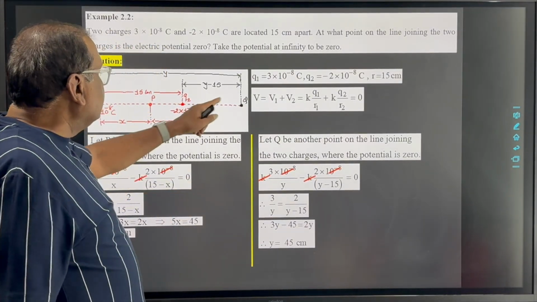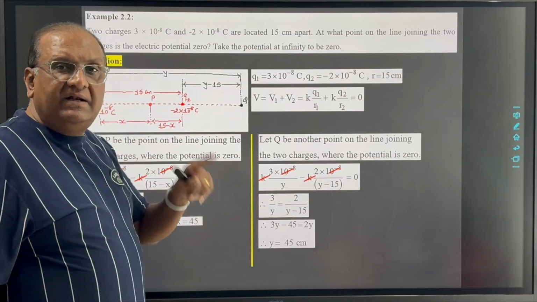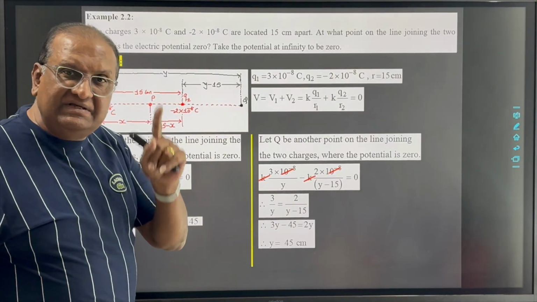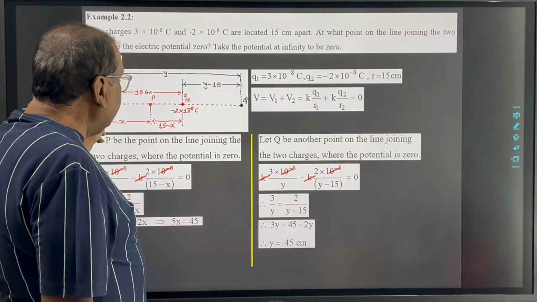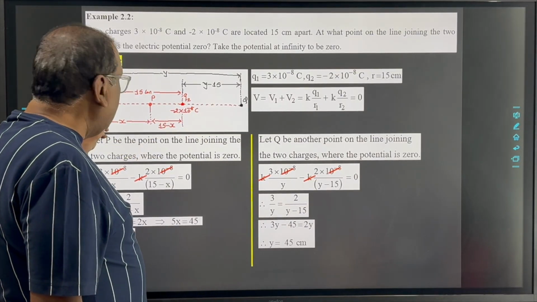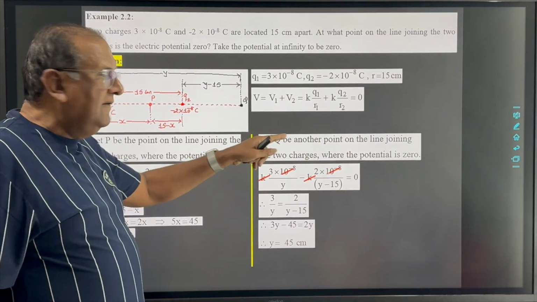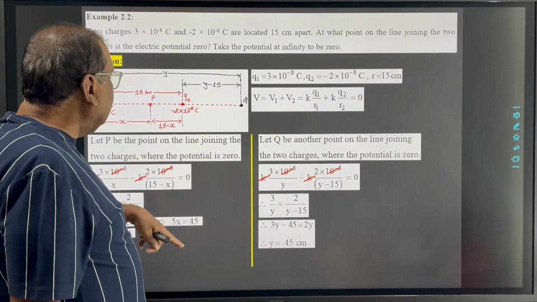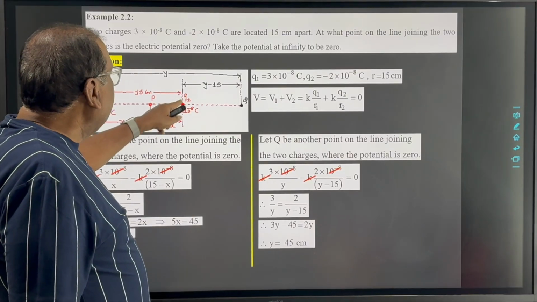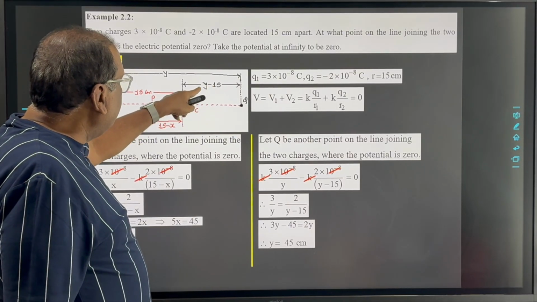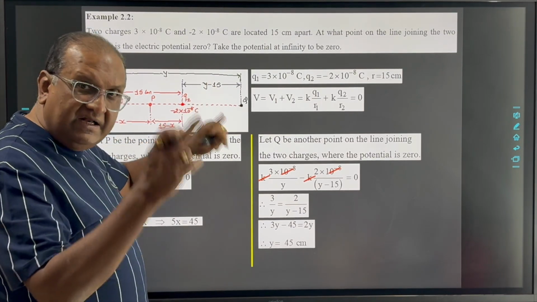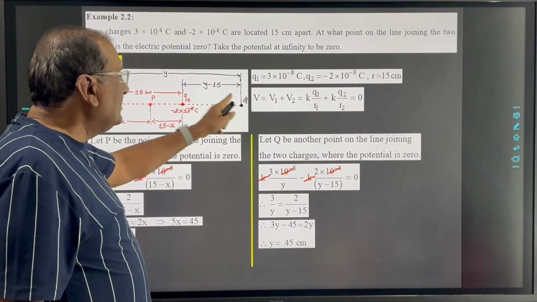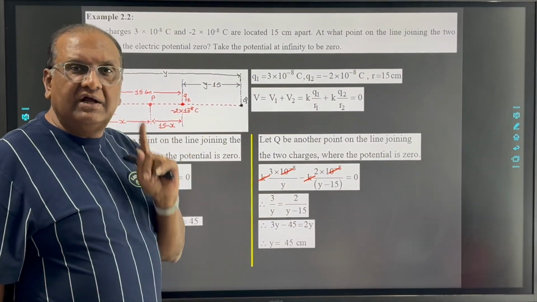It means the second point where the net potential of the system is 0 is at a distance 45 centimeter from charge Q1, or we can say it is at a distance y minus 15, that is 45 minus 15, which is 30. So at 30 centimeter from charge Q2. Clear to all of you?